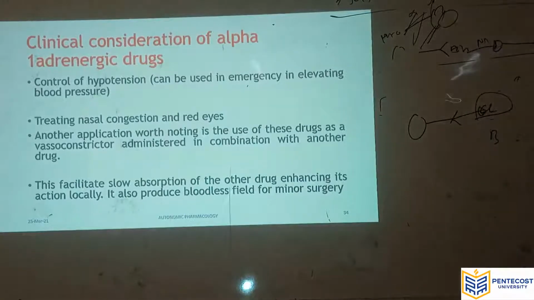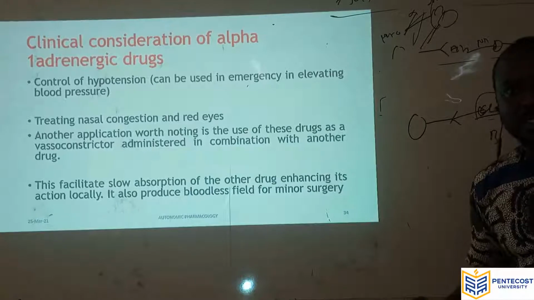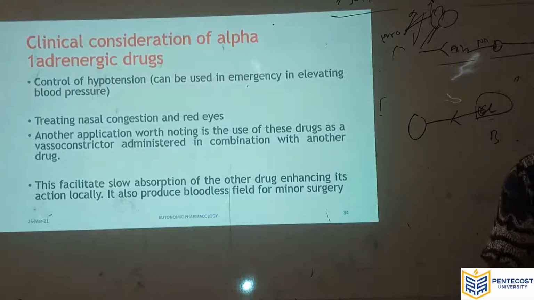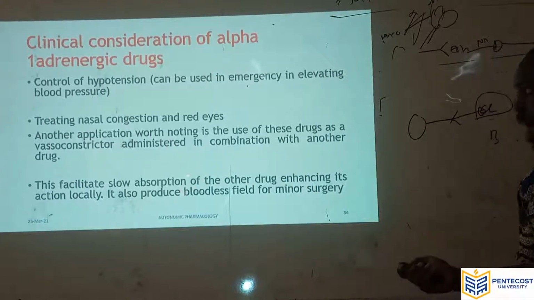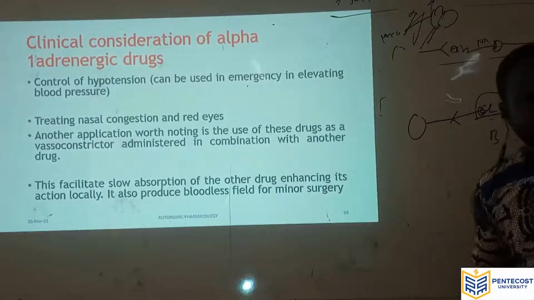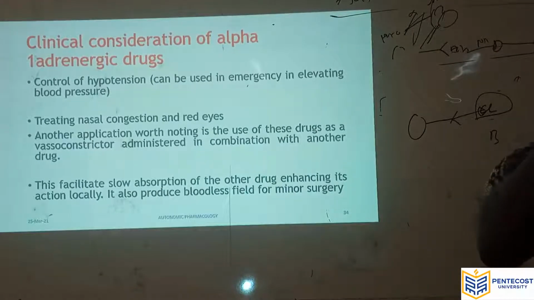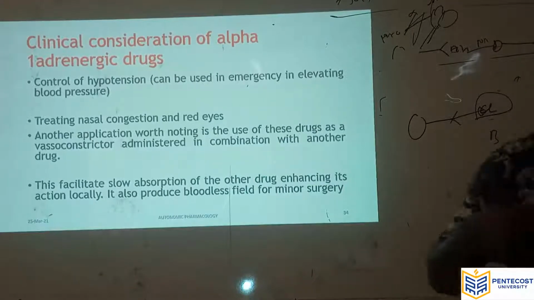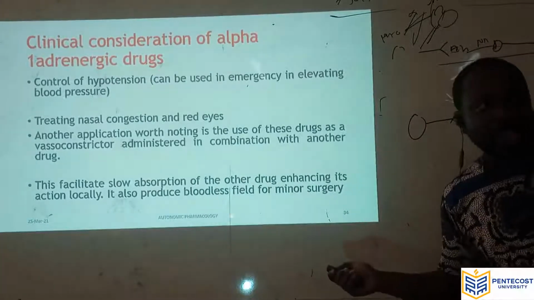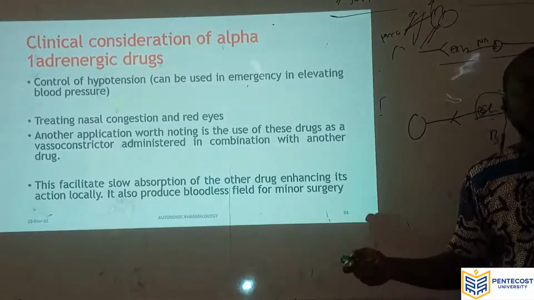And that will take care of your red eyes. Then another application worth noting is the use of this drug as a vasoconstrictor. Sometimes local anesthesia comes with epinephrine. And why does it come with it? Because we want the action of the drug to be prolonged. We add epinephrine, so epinephrine will constrict the blood vessels, and that will limit the absorption of the drug. So the drug will stay at that place for a very long time, prolonging the action of the drug.